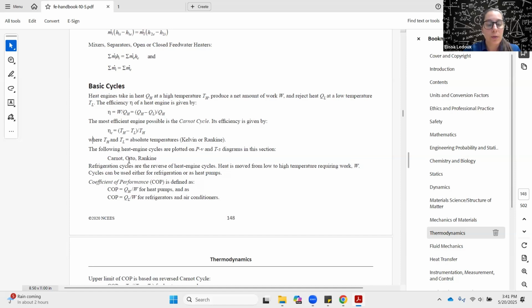Now, other cycles, the Carnot cycle, the Otto cycle, and the Rankine cycle can all be done on PV diagrams or TS diagrams where S is entropy.